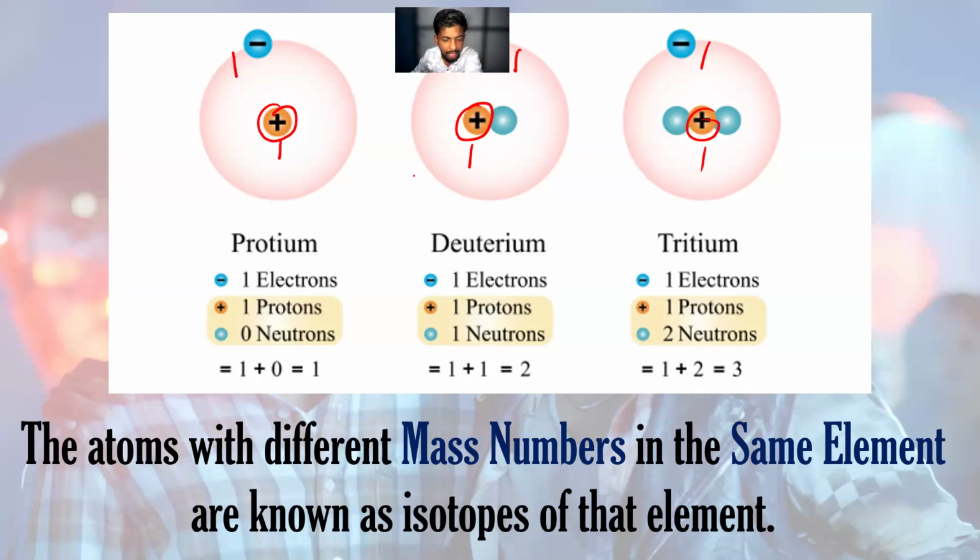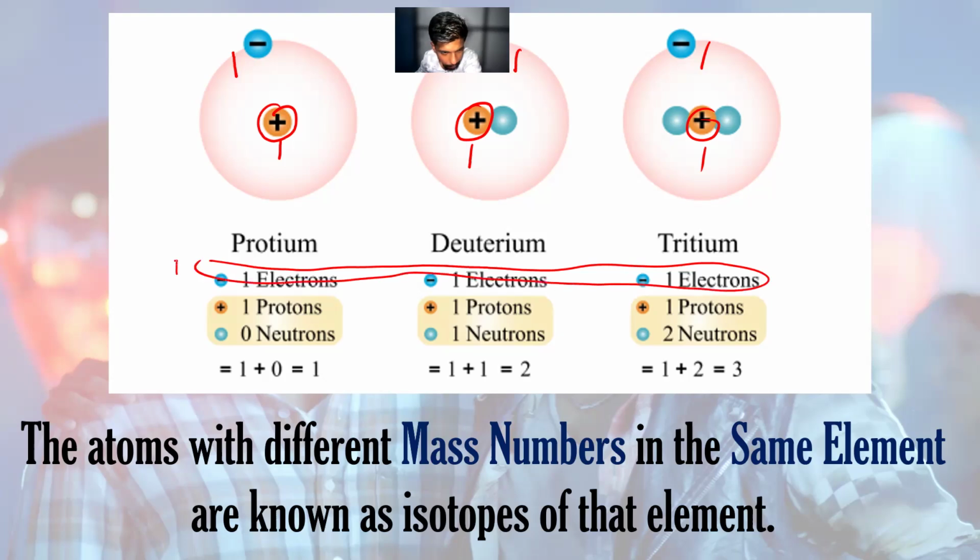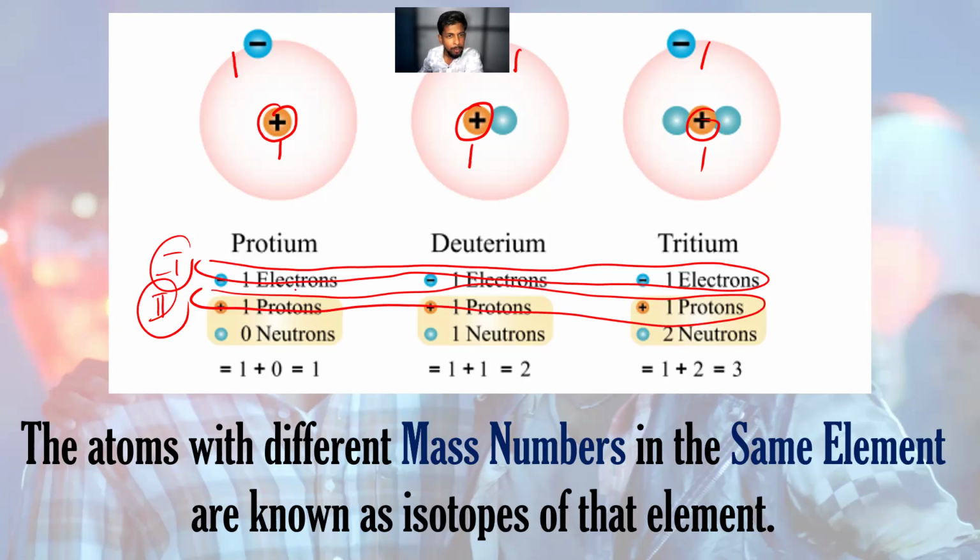So try to get the idea. They have the same number of electrons. That's the first thing you want to know. Second, they have the same number of protons. Third, they don't have the same neutrons. Here we have one neutron, and here we have two neutrons. Can you see that? The blue color, two neutrons, one neutron. Here we don't have neutrons.